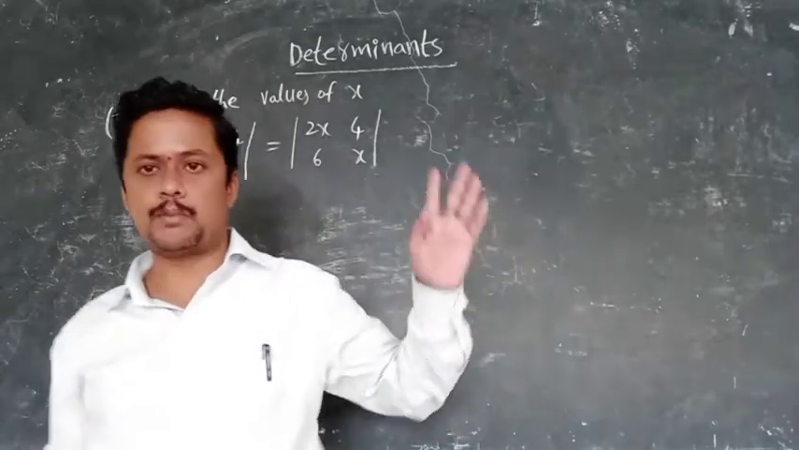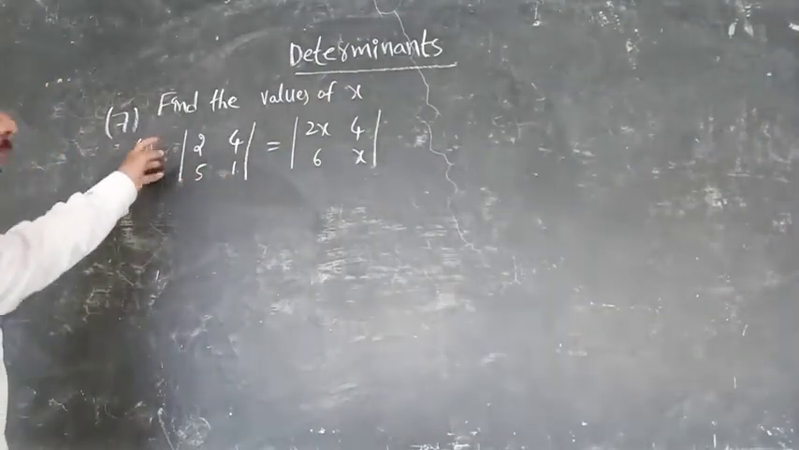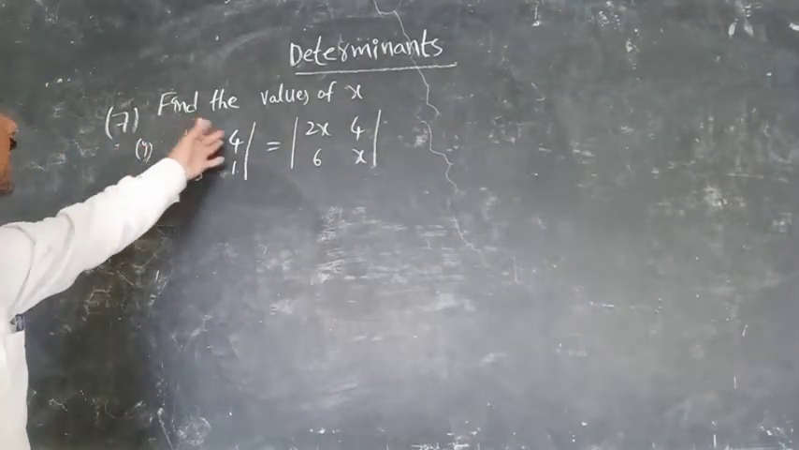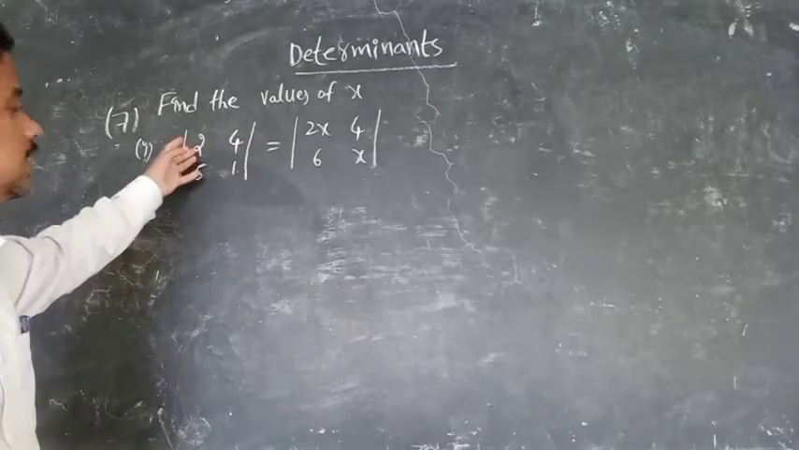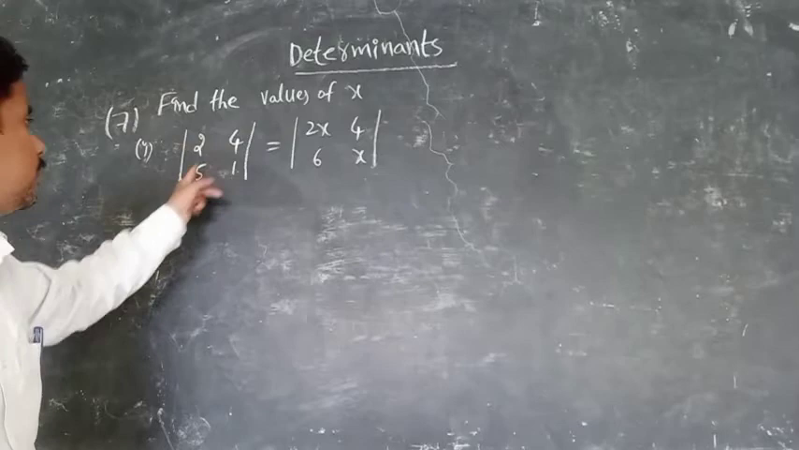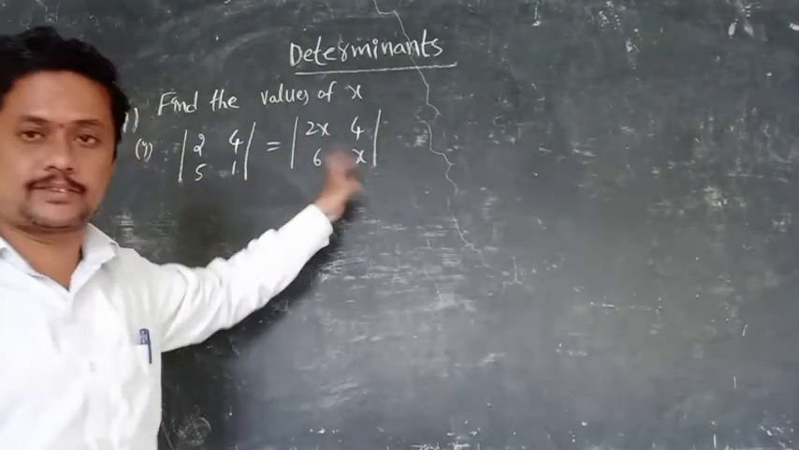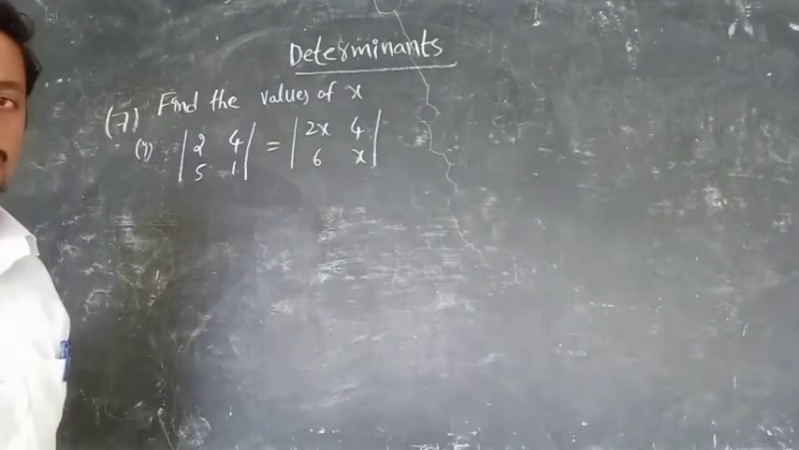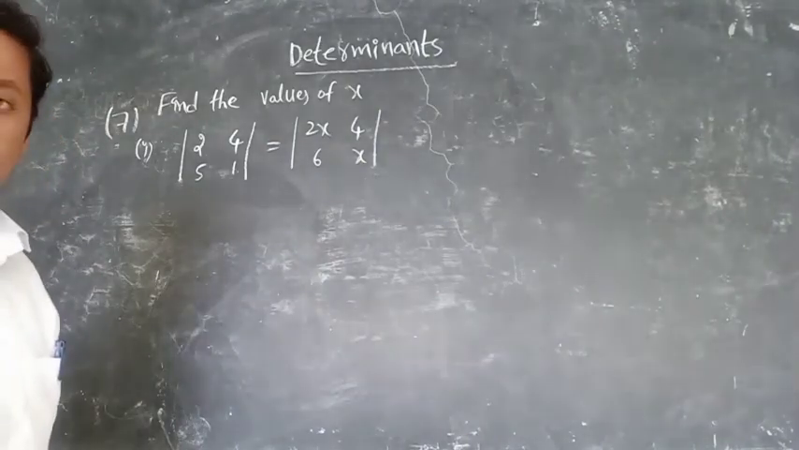In last class we already discussed some problems of exercise 4.1. The remaining problems we have to see. This is the next problem. Question number 7, first question. Find the values of x in the following problems. Let us take the determinant: the 2 by 2 determinant with rows 2, 4 and 5, 1 is equal to the determinant with rows 2x, 4 and 6, x. We have to find the x value.